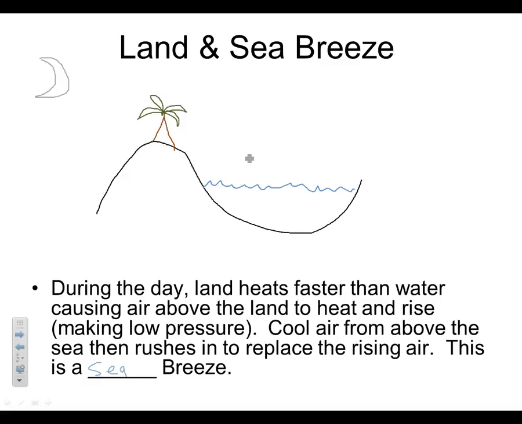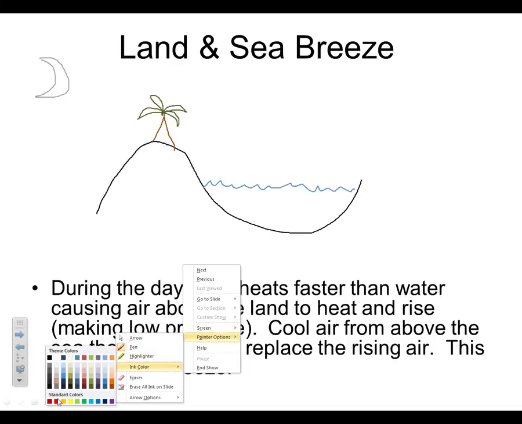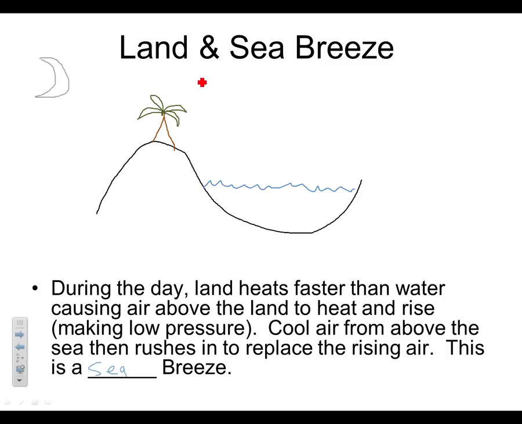So which is going to cool faster, the land or the sea? And hopefully from your lab you know that the land is going to cool faster. The water retains the heat a lot better. So the land cools faster than the water, so the air above it is going to sink, making high pressure. The air over the water is warmer, so it is rising, making low pressure. Again, air goes from high to low, and we can complete the cycle around. So this would be called a land breeze.